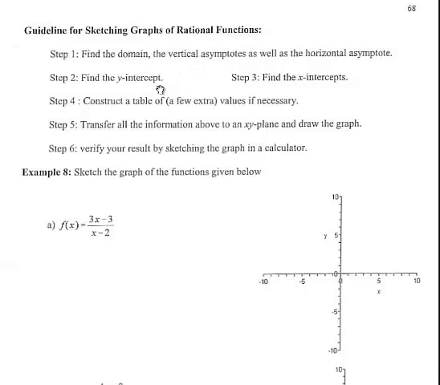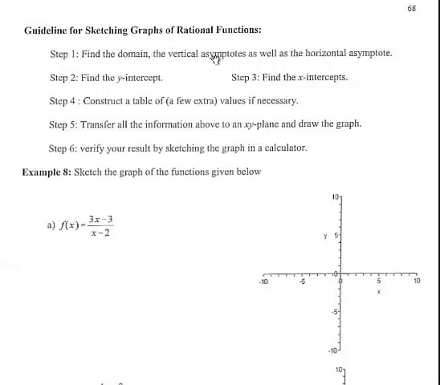So now that we understand how to find all of the various features of a rational function, the vertical asymptotes, horizontal asymptotes, x and y intercepts, we're ready to sketch the graphs of some example rational functions. So to keep ourselves on the right track, we'll follow these steps on page 68.